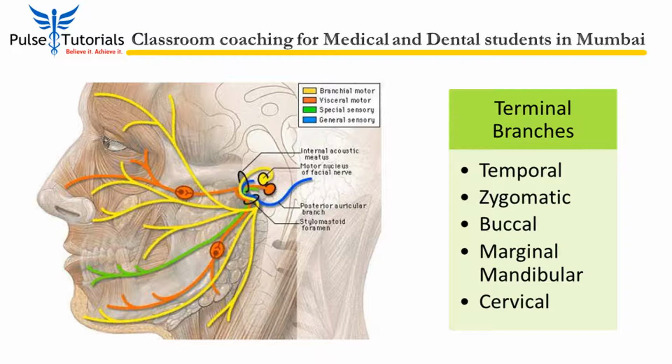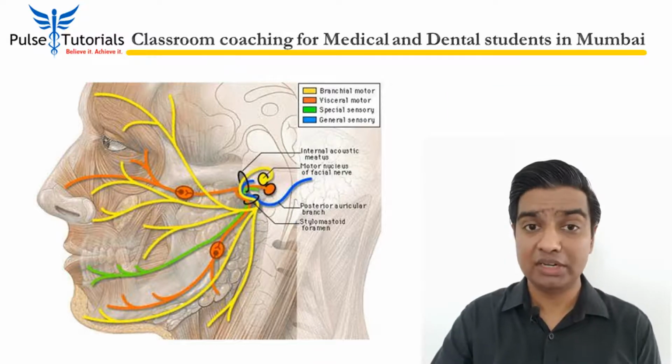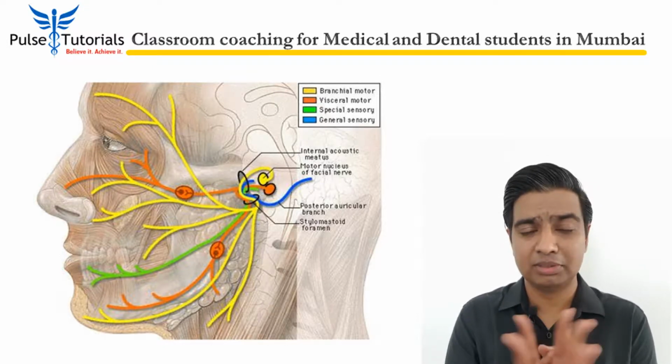The first branch is the temporal branch. The second goes towards the zygomatic bone. The third is going towards the lips, so we call it the buccal branch. The fourth is the marginal mandibular, and the fifth is the cervical branch. So there are 5 terminal branches that you have to remember as far as this nerve's branches are concerned.